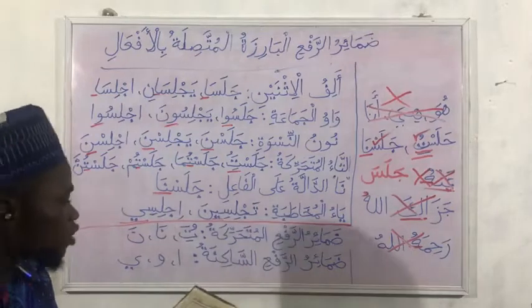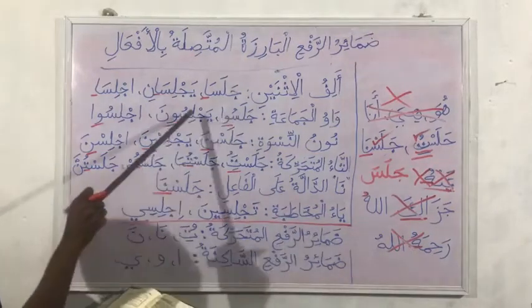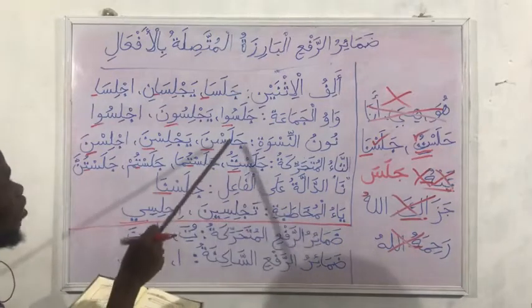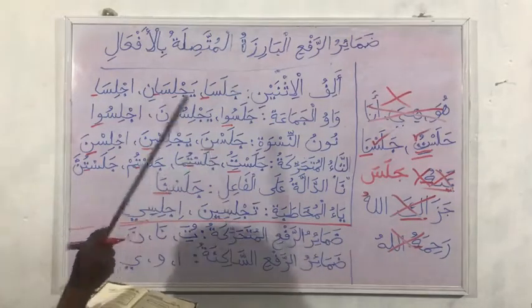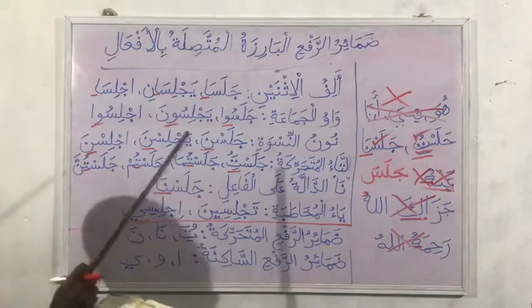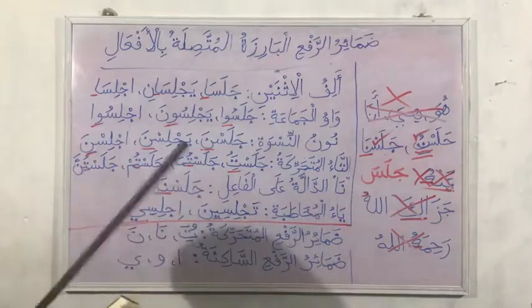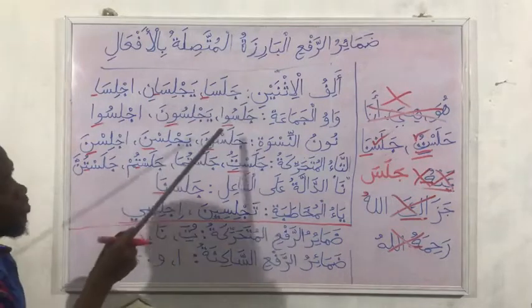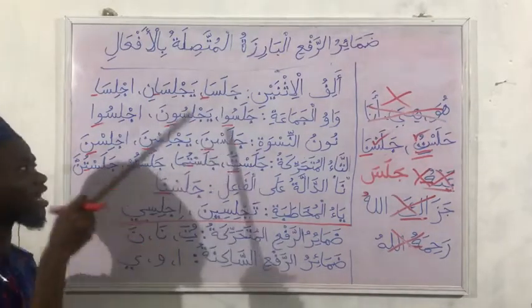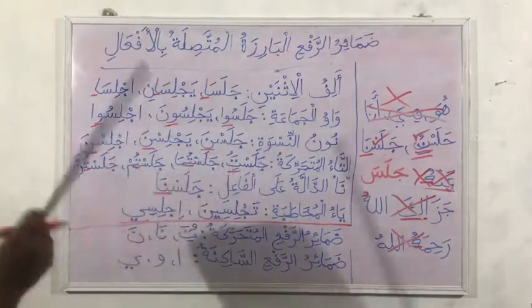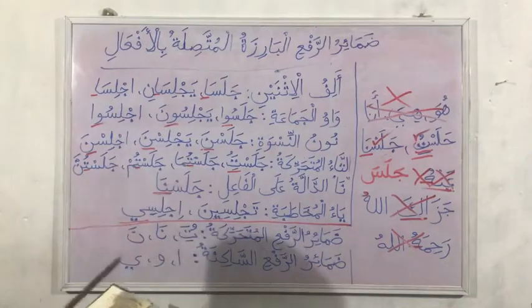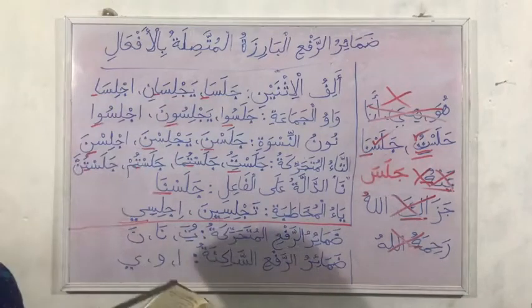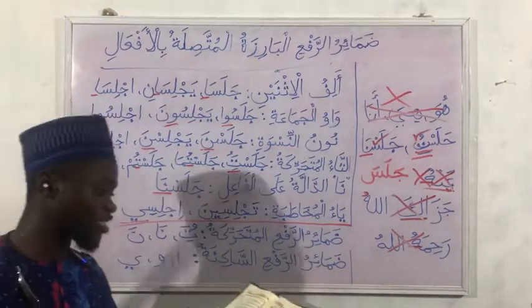The third one, wawul jama, the one in jalasu, yajlisuna, ijlisu, and what? Nunu niswa. The one in what? Jalasna. So they are telling us that all of these pronouns are the ones that are connected to fi'l madi. So jalasa, jalasu, jalasna, jalasti, jalasta, jalastu, jalastuma, jalastum, and jalastunna. Those are the pronouns that are connected to past tense verbs, that is fi'l madi.